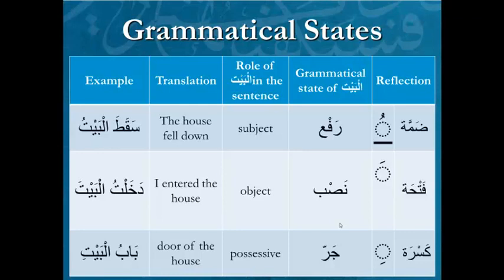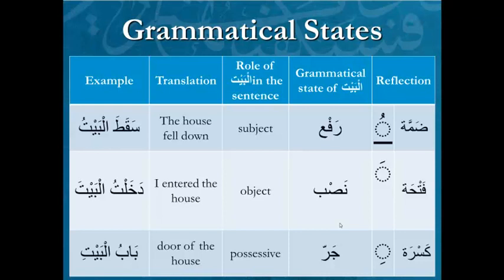The second association you're seeing on the slide right now is rafa is associated to subject, nasab is associated to object, and jar is possessive. So you can see they're lined up together. What I'm going to tell you in this presentation, I'm not going to hold back on this topic: rafa does not mean subject, nasab does not mean object, and jar does not mean possessive. In other words, they don't equal each other. Instead, subject is an example of rafa, object is an example of nasab, and possessive is an example of jar. Why do I say that?